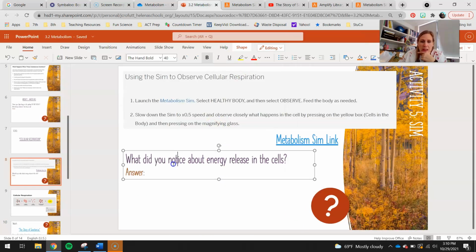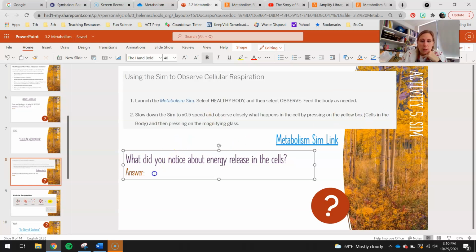You guys will choose that you're not on an iPad, unless of course you're on an iPad at home. Okay, what you guys are going to look at is going to healthy body, selecting observe, and then feed the body as much. So give it a little bit of everything, maybe 2 corns, 2 Sammies, make sure it has enough food, and 2 fish. You guys are going to slow your simulation down to 0.5, and then you guys are going to zoom in to the cell, which is the yellow box in the right-hand corner.